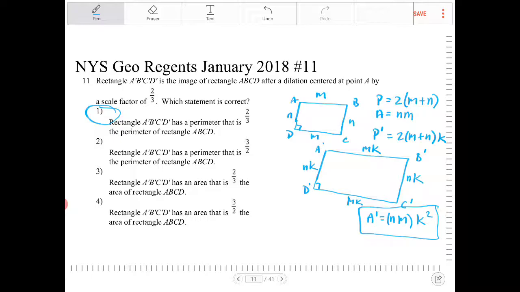Option 4, rectangle A prime, B prime, C prime, D prime has an area that is 3/2 the area of rectangle ABCD. That's just ridiculous, because we're multiplying by a scale factor that's less than 1. We would expect the area to be less than the original, so we would not expect the area to be greater than the original. Here, they're saying that we have to multiply by 3/2, when clearly that's not the case. So it is only option 1.